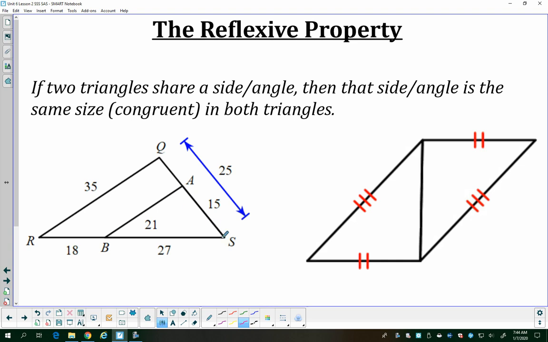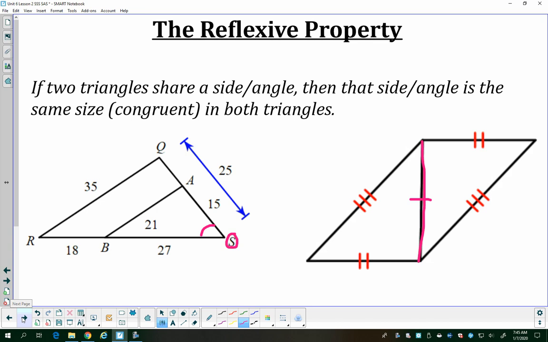And they overlap here at angle S. And so angle S is in both triangles. So that means that angle S is the same in both triangles based on the reflexive property. Similarly over here, these two triangles, they share this side. And so therefore, if I were to pull those two triangles apart, they would both have that side still. And so those sides would be congruent. And so then we can say that they're congruent based on the reflexive property.